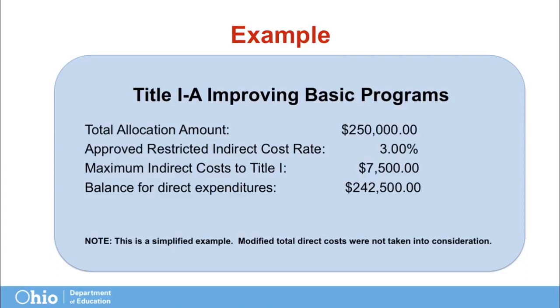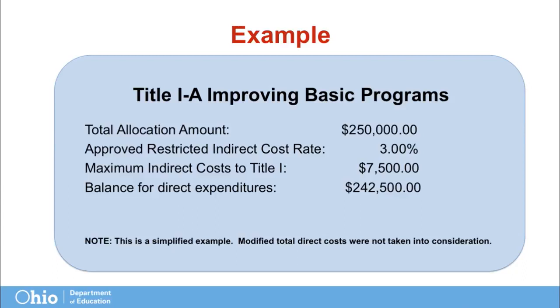While utilizing a rate frees up funding in other areas, it's important to remember that the indirect cost recovery does not increase your grant allocation. Therefore, the Title I grant in this example now has $242,500 remaining for program-specific direct expenditures. But the general fund, which can incur costs with less restriction, now has $7,500 more to use toward other expenses. Again, this is a very simplified example.